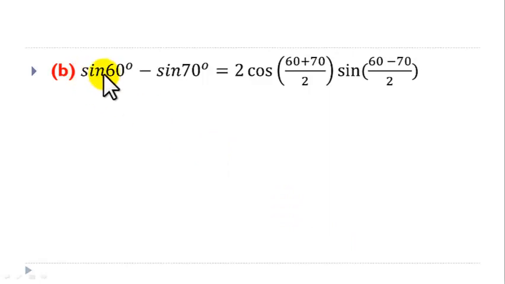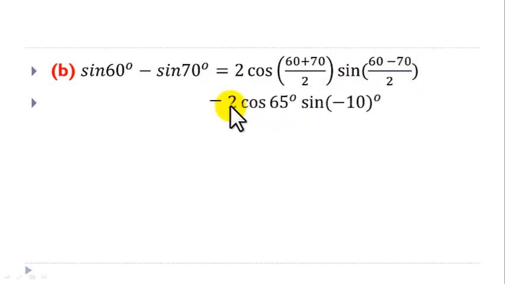(b) sin 60 degrees minus sin 70 degrees is equal to 2 cos (60 plus 70) over 2 sin (60 minus 70) over 2. This is equal to 2 cos 65 degrees sin minus 10 degrees. But sin minus 10 is the same thing as minus sin 10. So this is equal to minus 2 cos 65 degrees sin 10 degrees.